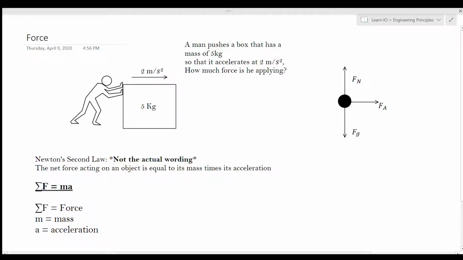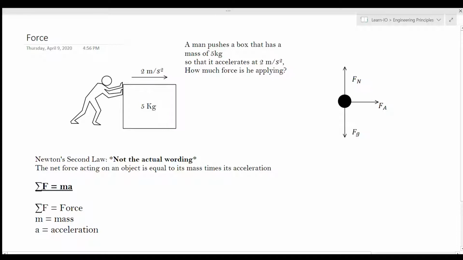I'll just warn you that what I have written here is not the actual wording of the law. The law itself is rather long and a bit more specific than this, but physicists have simplified it down to this equation, which, once you get into high school physics, is the bread and butter of physics. It's something that you'll use the entire year. Basically, the net force acting on an object will always be equal to the object's mass times the object's acceleration. We have that here written as sigma F equals ma.